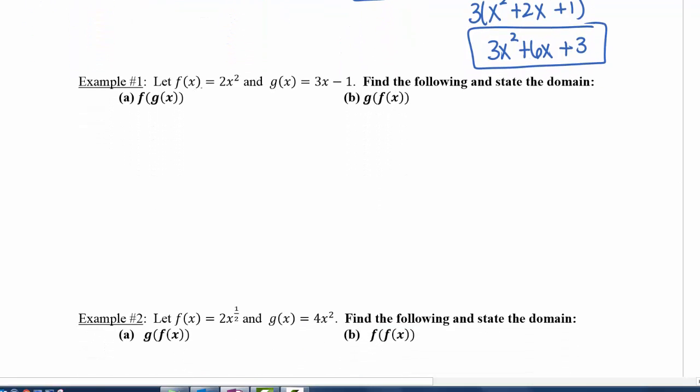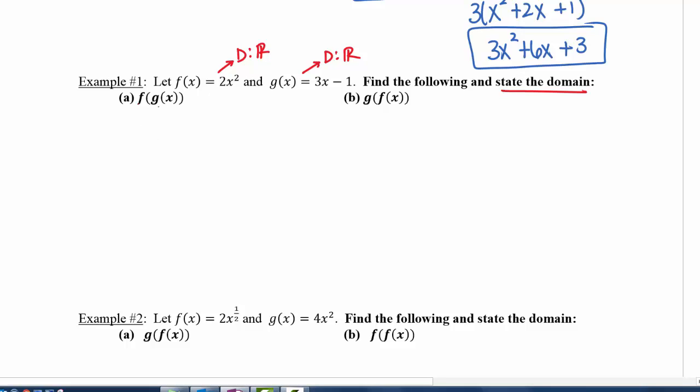So f of x is 2x squared, and g of x is 3x minus 1. Find the following and state the domain. So remember that we need to find the domain of each of these. Remember they're always all real numbers, and my two exceptions are an even root and a fraction. And I don't have either of those in either of these. I know 2 is an even number, x squared, but it's not a root. It's just x squared.